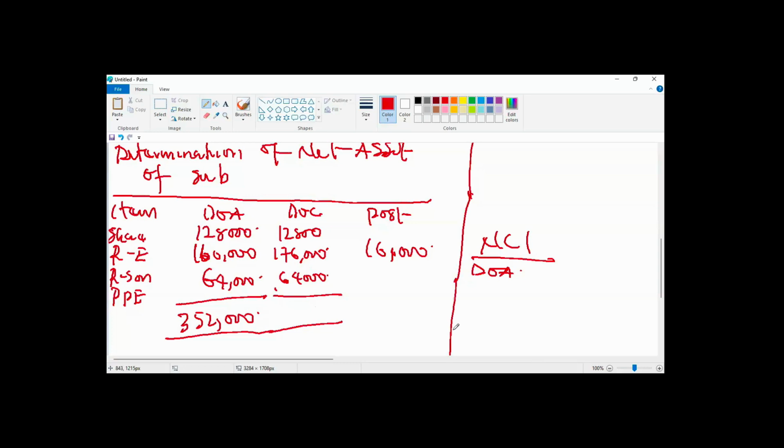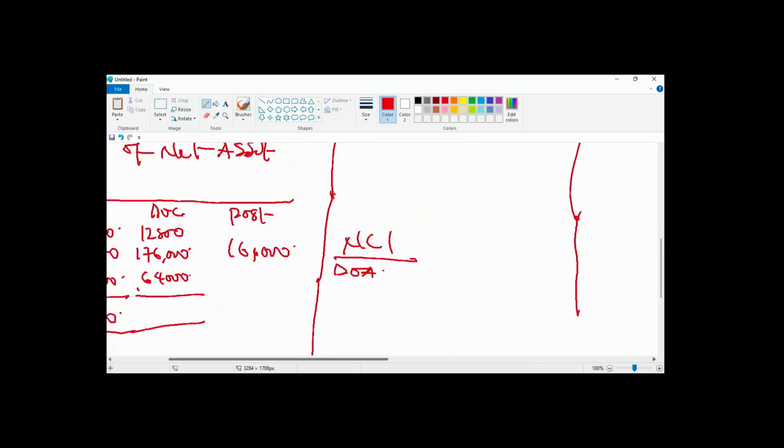The NCI at the date of acquisition, which is 188,800. That is the goodwill. The net asset at DOC is 368,000. So I will now share the profit.